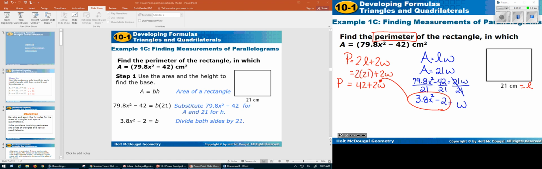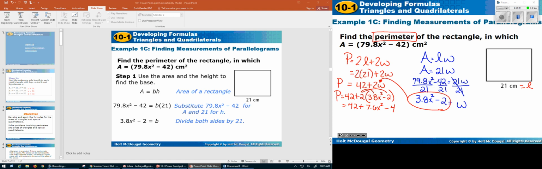Is this making sense? Okay, so then we have the perimeter is equal to 42 plus 2 times, and we're plugging in that 3.8x squared minus 2. What do we need to do? Distribute, multiply. So we're going to distribute the 2 to both. That gives us 42 plus 7.6x squared minus 4. You got it. Minus 4. And then we need to do what there to finish?